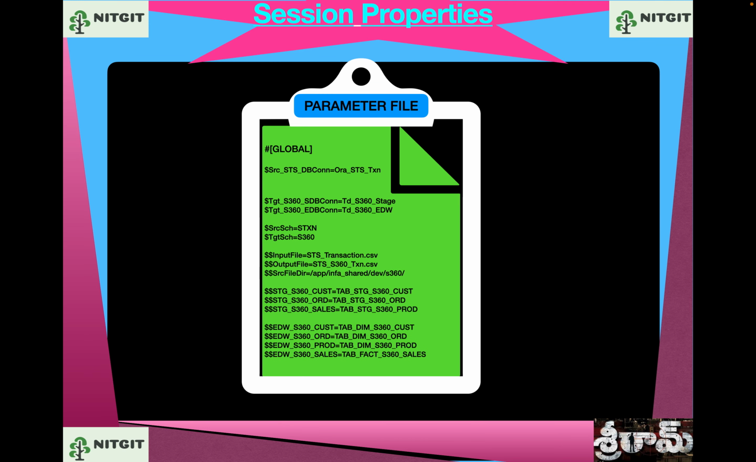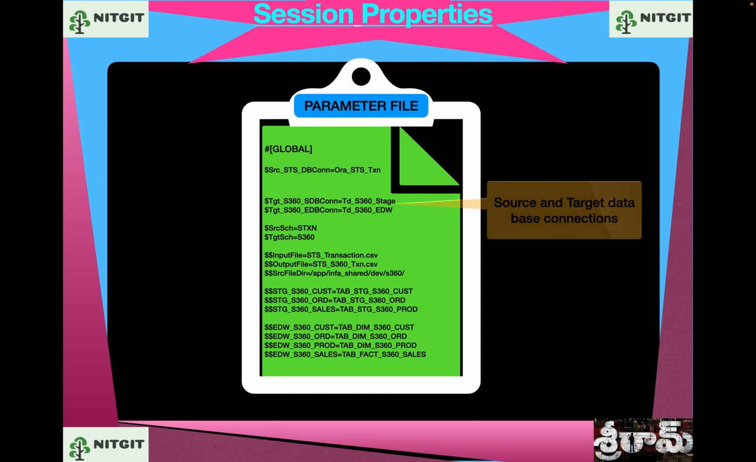I have this parameter file here. This is the format we generally use for a parameter file. Let us see individual sections of this. The first section has target, stage, and EDW database connections. TD means Teradata, TD underscore S360 underscore stage is for the stage database. TD underscore S360 underscore EDW is our target database, that is the enterprise data warehouse.